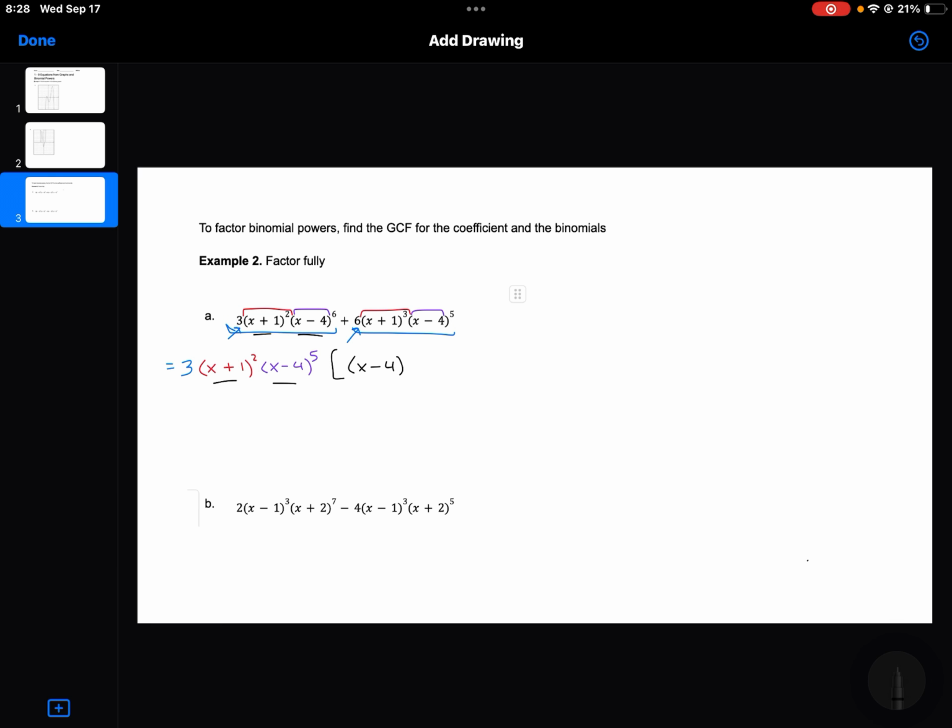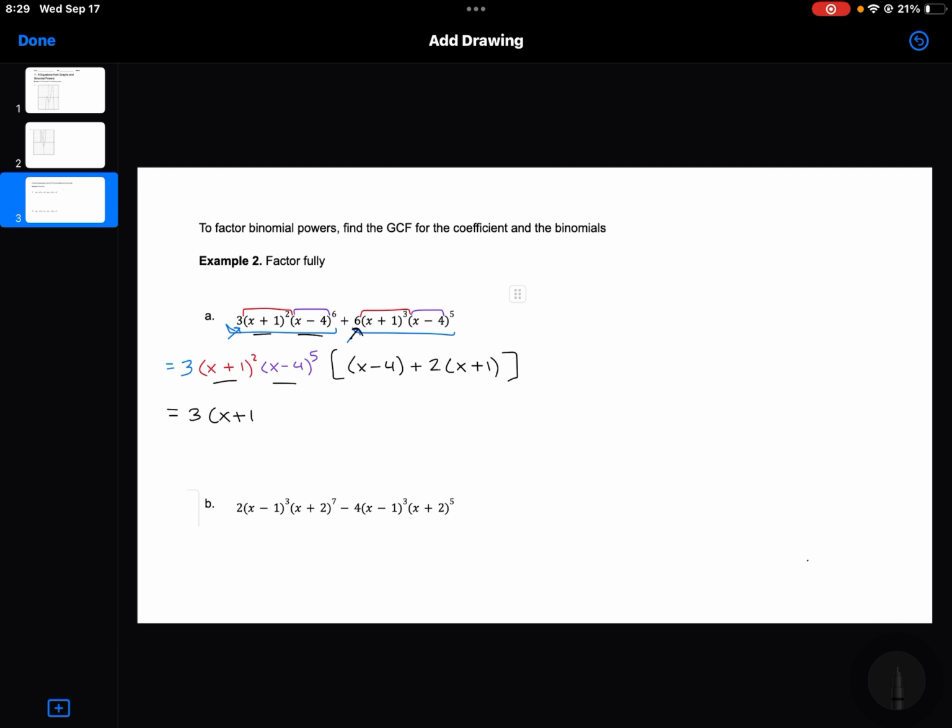In my second term, I'm going to start with my number. So 6 divided by 3 is 2. And then I've got x plus 1 cubed divided by x plus 1 squared, which is going to leave me with x plus 1. And then x minus 4 to the 5 divided by x minus 4 to the 5 is just going to leave me with 1 there. So this is my remaining piece.